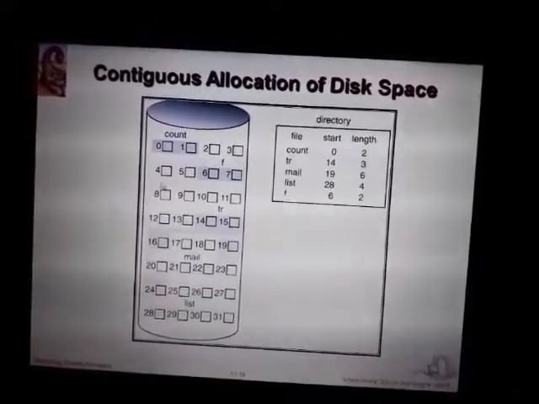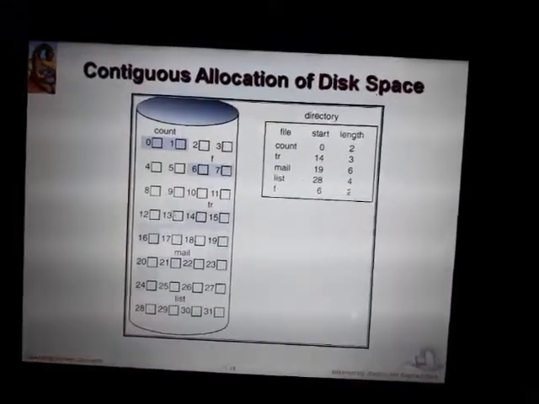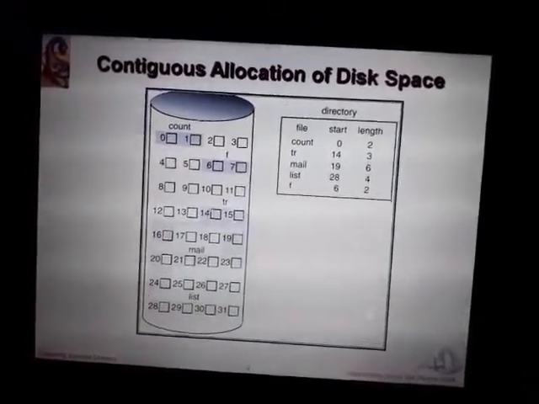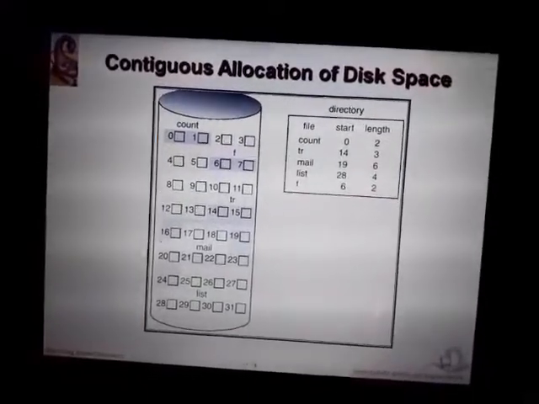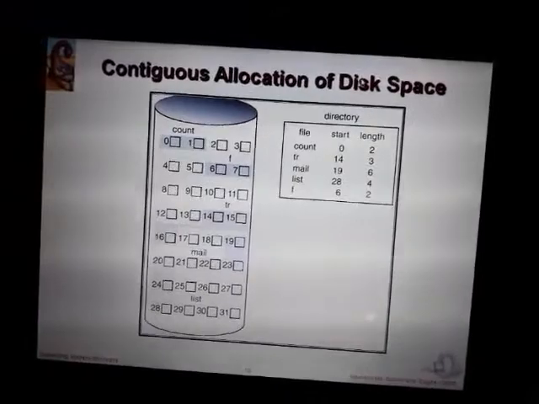So here there is a lot of wastage of blocks. In between there are many blocks which are not used at all. It means external and internal fragmentation exists, and a lot of wastage is also present in a contiguous allocation of a disk.